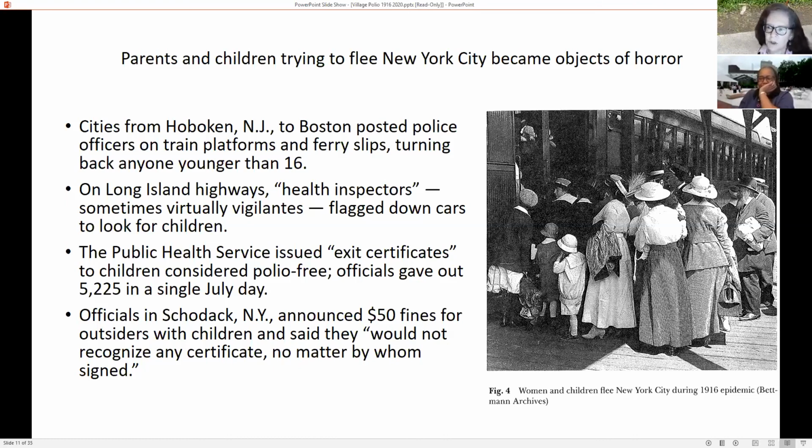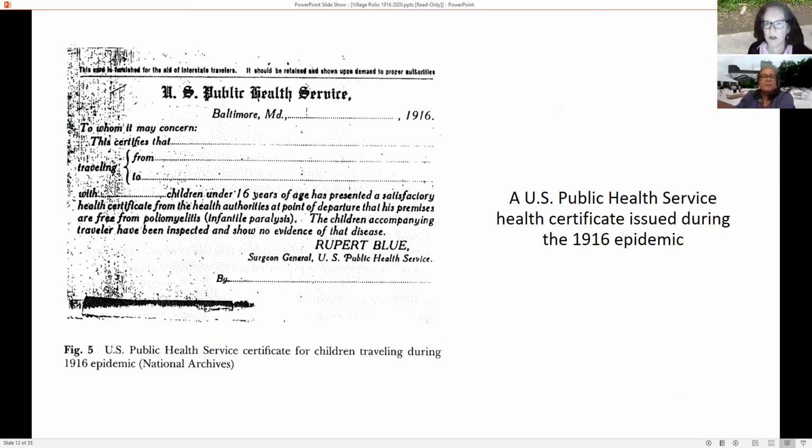As a result of that, a number of states and also the Federal Public Health Service began to offer exit certificates or health certificates to state that the child was polio free, although not all officials even said that that was enough. But here's an example of a public health service certificate that would have been given to a child.